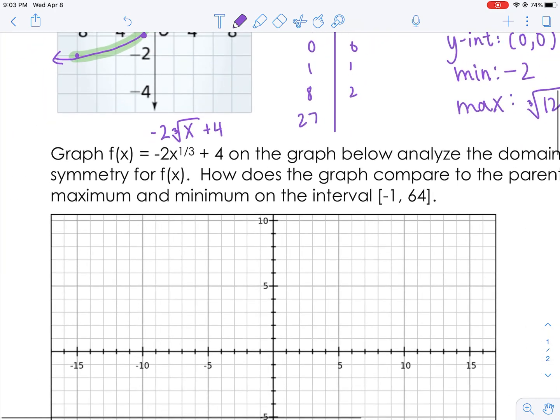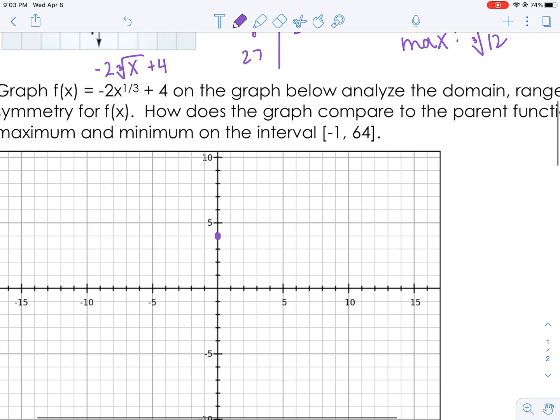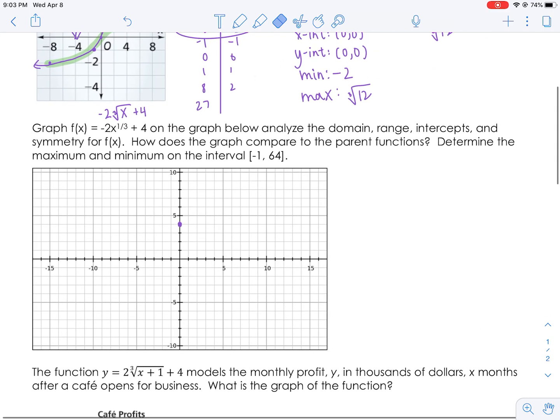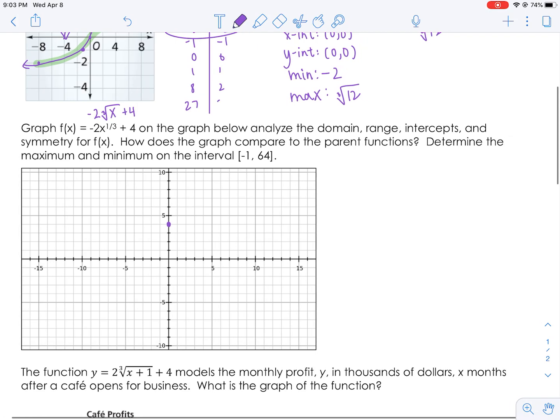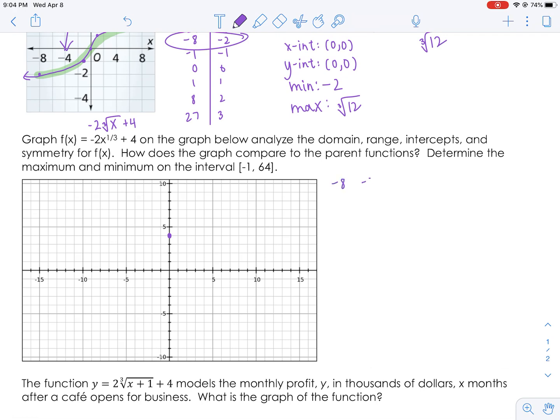So that +4 on the outside means it's going to go up 4. And then that -2 means that instead of doing this action, it's going to go this way, which I'm somehow even worse at drawing. So I'm just going to go back to my little chart. So -8, -2, -1, -1, 0, 0, 1, 1, +8, 2. I don't know why my Apple Pencil's being weird.